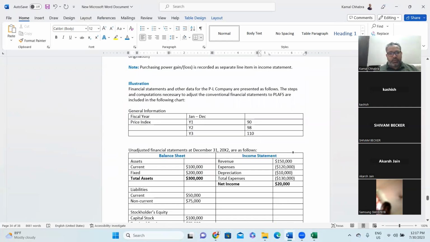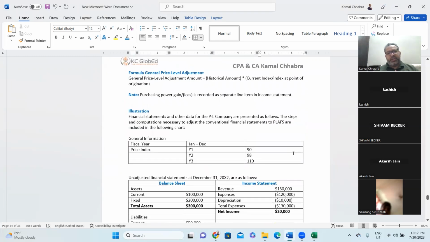So there's a small note. Purchasing power gain and loss is recorded as a separate line item in the income statement. So if you are using this standard and that results in any change in your income or losses, then you need to disclose that as a separate line item in your income statement. It should not be clubbed with miscellaneous income or miscellaneous losses. It has to be disclosed separately.